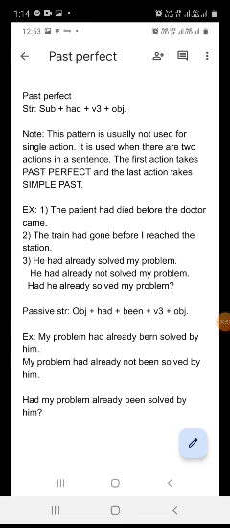So as you know, in passive what happens? First of all object is used. So our object is my problem. I have written my problem. Thereafter had already been v3 solved by him. He will be used in objective case. My problem had already been solved by him. मेरा प्रॉब्लम पहले ही उसके द्वारा सॉल्व किया जा चुका था.